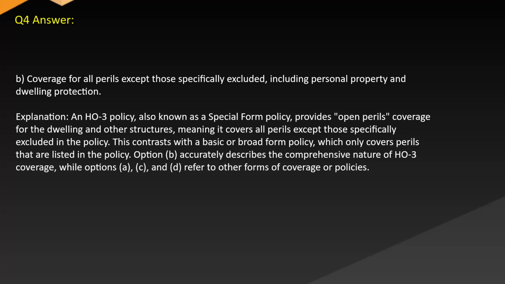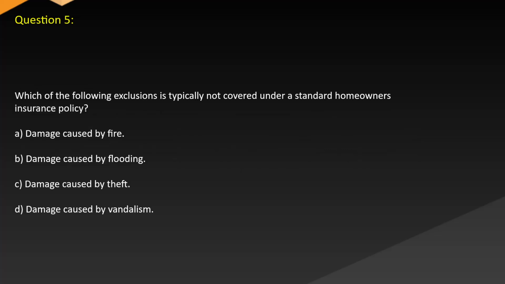Option B accurately describes the comprehensive nature of HO3 coverage, while options A, C, and D refer to other forms of coverage or policies. Question 5. Which of the following exclusions is typically not covered under a standard homeowner's insurance policy? A. Damage caused by fire. B. Damage caused by flooding. C. Damage caused by theft. D. Damage caused by vandalism.